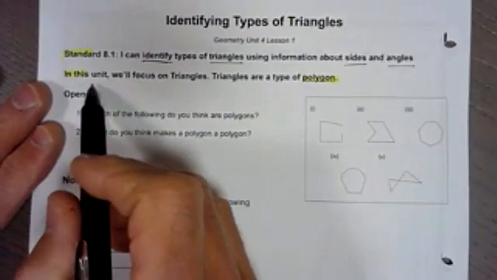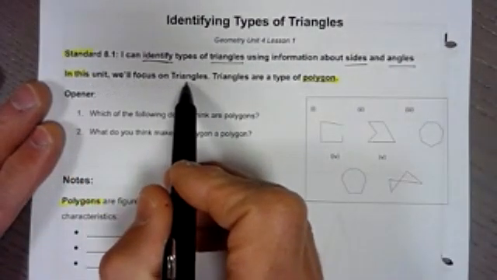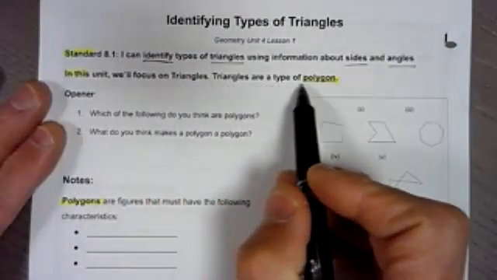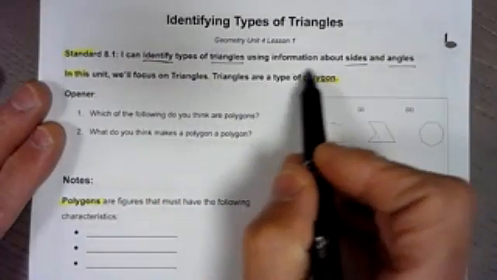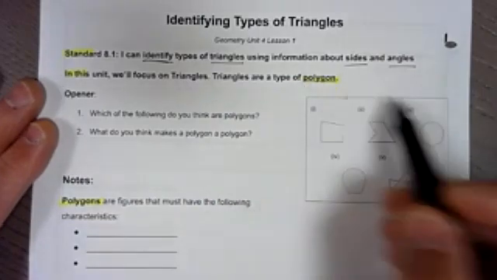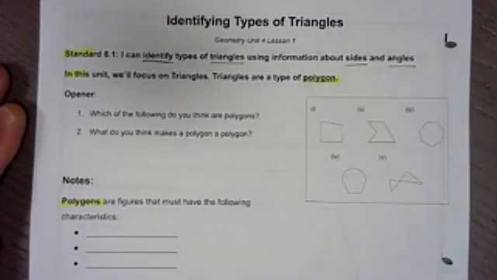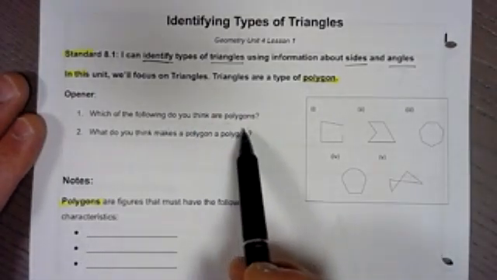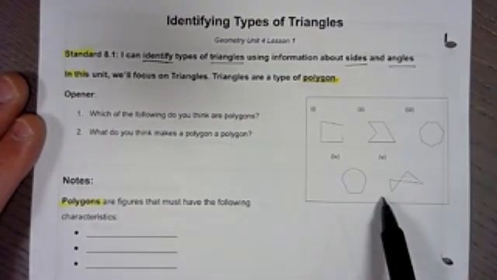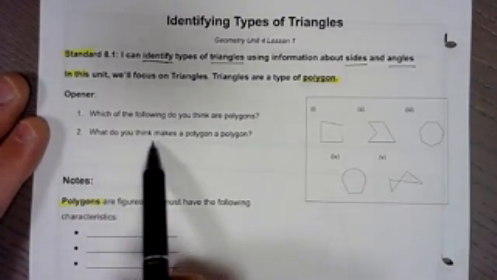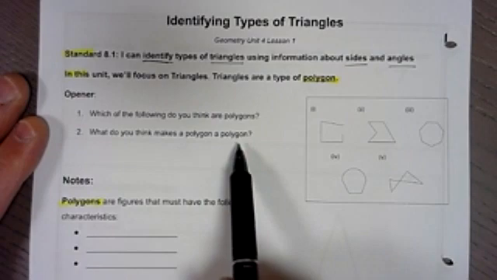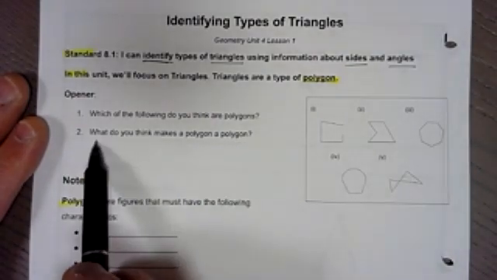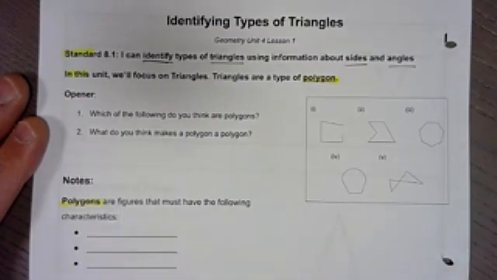Now, in this whole unit, Unit 4, we're going to focus on triangles. And before we jump into them, I want to remind you that triangles are a type of polygon. Polygon is a special word, and for now, we're just going to explore and see what we remember about polygons. So for the opener, which of the following do you think are polygons in this box right here? Which of these 5? Go ahead and circle them. And what rules do you think make a polygon a polygon? So go ahead and pause the video and circle what you think make these polygons and write down at least 2 rules that you think make a polygon.